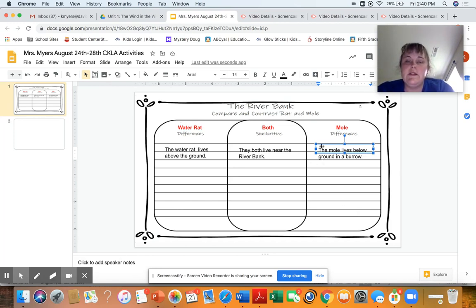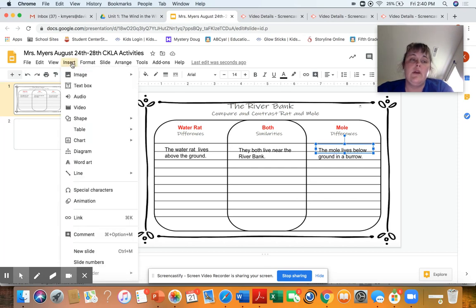If for some reason you accidentally delete the text boxes, you can click the undo button, or you can click insert text box and it will pop up a new text box on your screen for you to type in. Okay? I hope this helps.